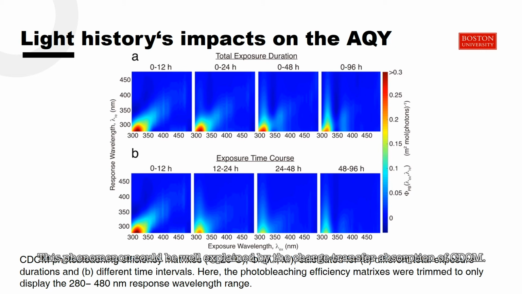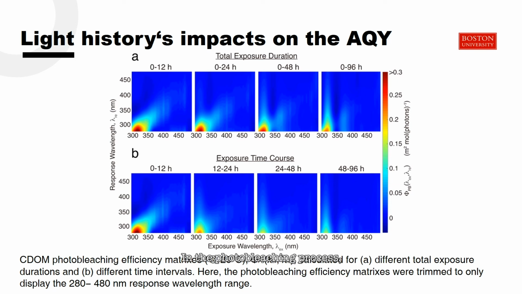This phenomenon could be well explained by the charge transfer absorption of CDOM. The intrinsic absorption wavelength is decided by the energy gap between the electron's ground state and the excited state. However, when there are electron donor and acceptor pairs coupled with the electron transition, the energy gap decreases due to the energy release in charge transfer. As a result, charge transfer pairs redshift CDOM's intrinsic absorption wavelength.